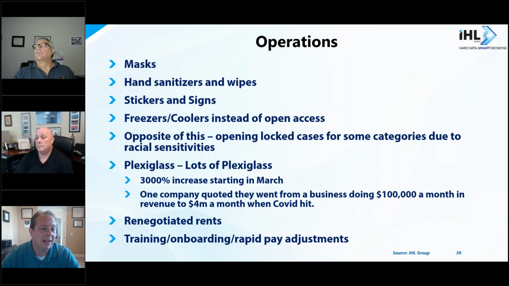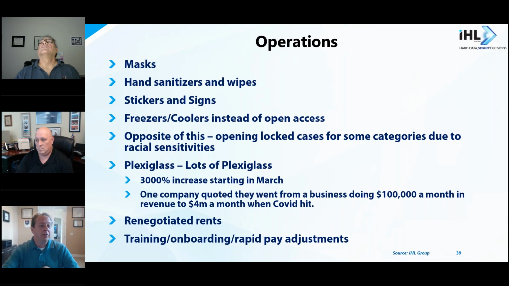Of course, hand sanitizers and wipes, especially in high-touch areas around carts and baskets. If you've been to a Sam's or your local grocery store or the like, you've more than likely seen an employee just dedicated to wiping off baskets.